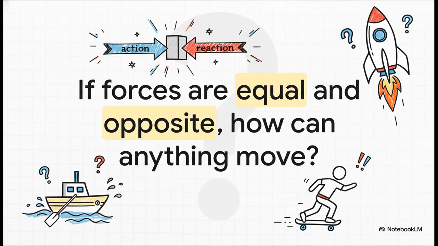And that leaves us with one final thing to chew on. If every single action force has an equal and opposite reaction force, why don't they just cancel each other out all the time? How is it even possible for anything to move at all? It's a bit of a brain teaser, isn't it?